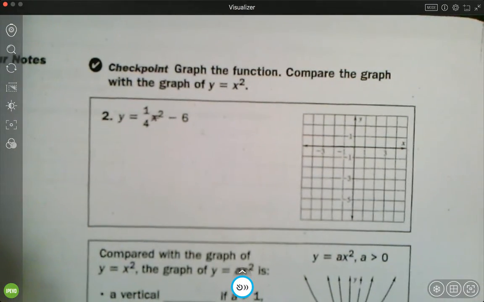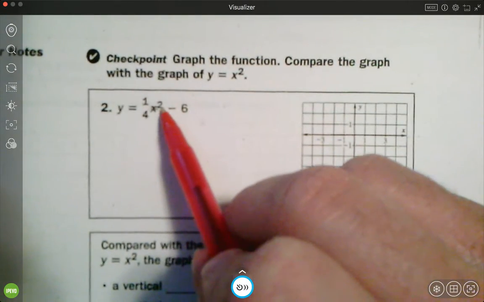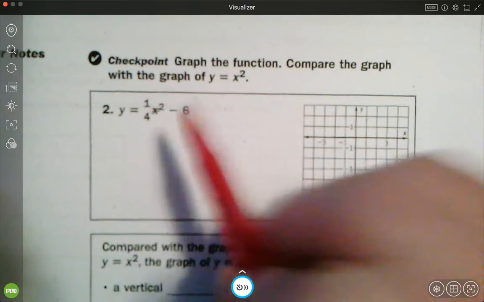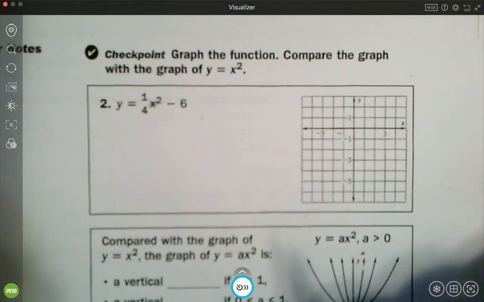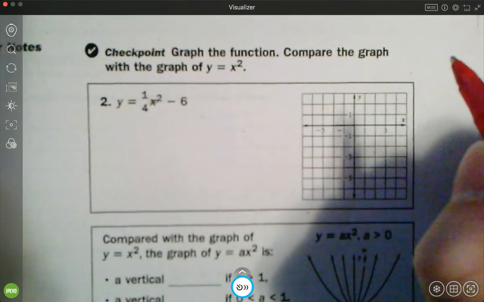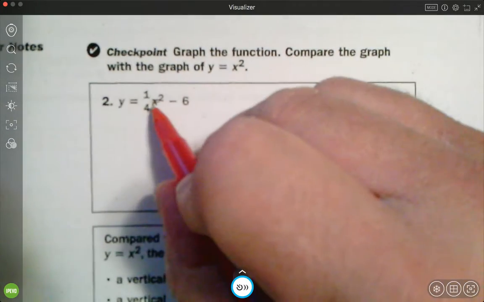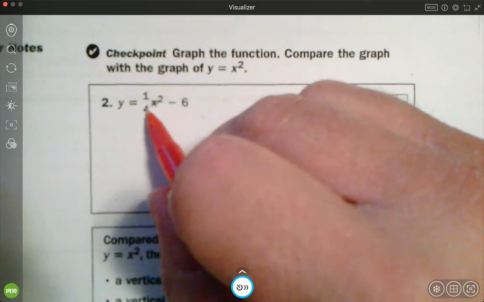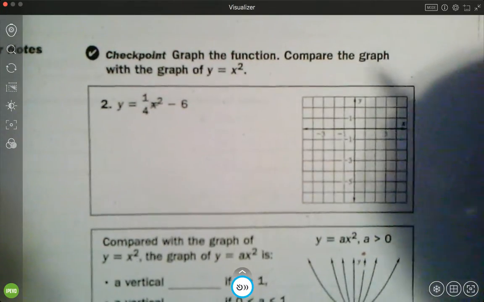So look at this one, 1/4 x squared minus 6. So a tip here, all right, this is important. You're going to deal with the fraction 1/4. You're going to want to choose x values that when you square them are divisible by 4, okay?